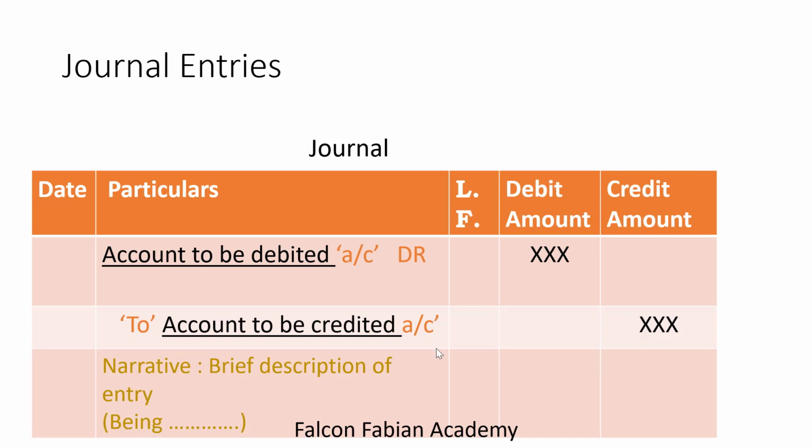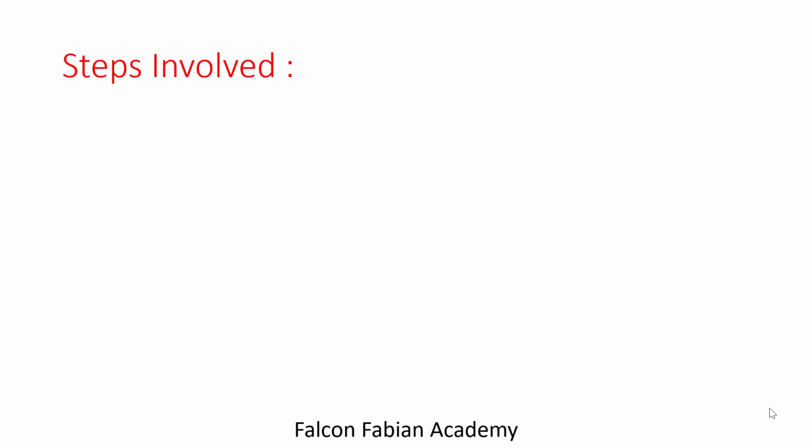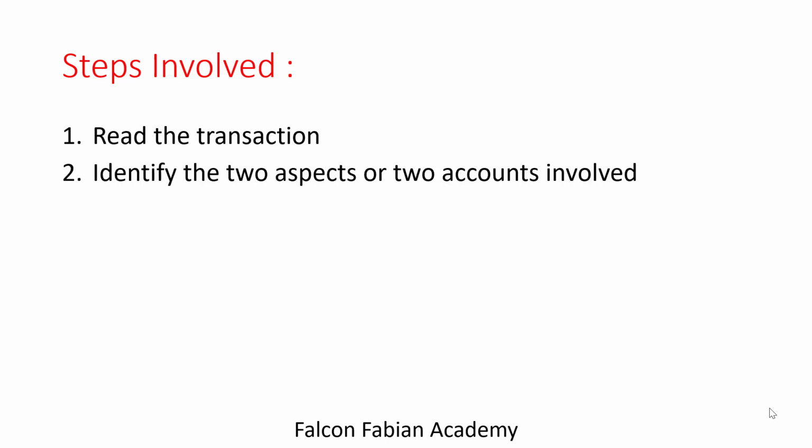Now that we are familiar with the format of the journal and we have an idea about the structure of a journal entry, let's take a transaction and record it into the journal. For each of the journal entries, we are going to follow certain steps. So first, we will read the transaction. Once we have read the transaction, we will identify the two aspects or two accounts involved.